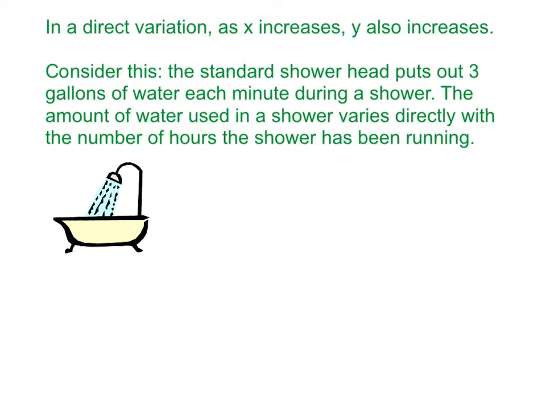So let's make a little table of values, and we're going to use x and y. And what we say with a direct variation is that y is proportional to x, y varies with x. So y changes as x changes. So let's make x our number of minutes, and we'll make y our gallons of water.